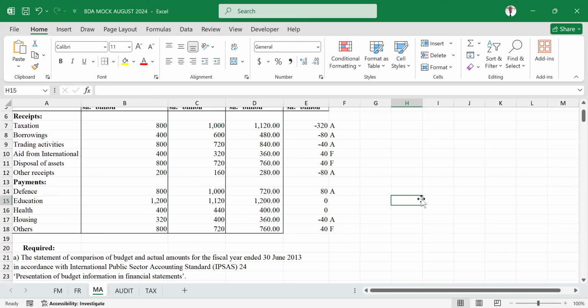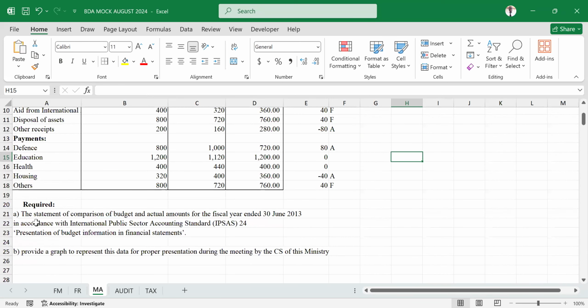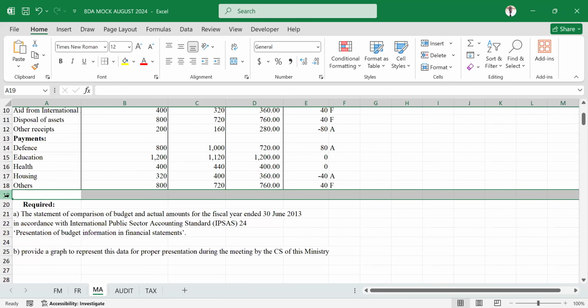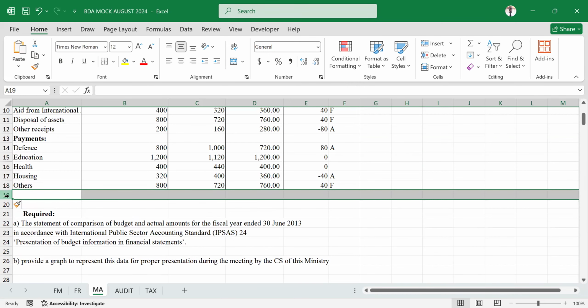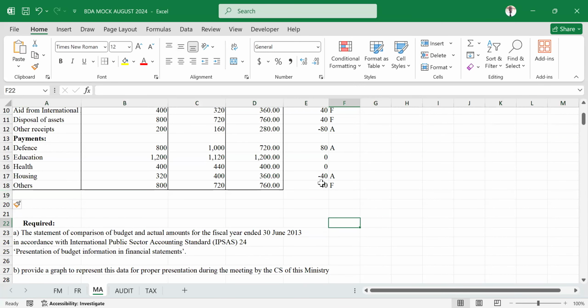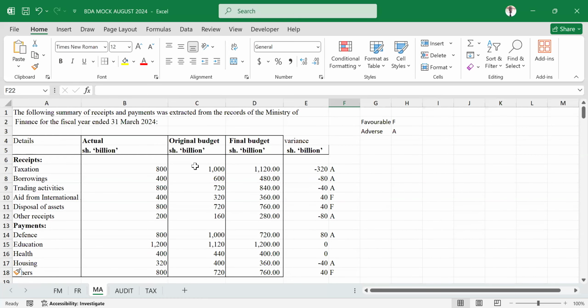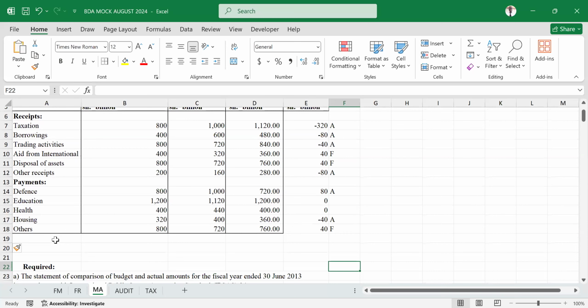Now, once you've already gotten your variance, you come up and do a summary. Let me just introduce a row or two like that. So you come up here and do a summary of the totals. So I want us to do, excuse me, yes?